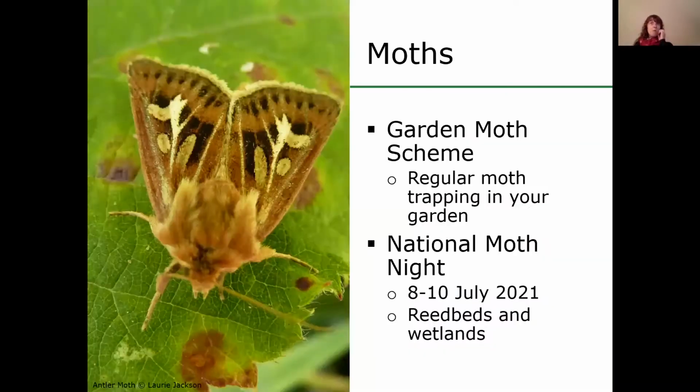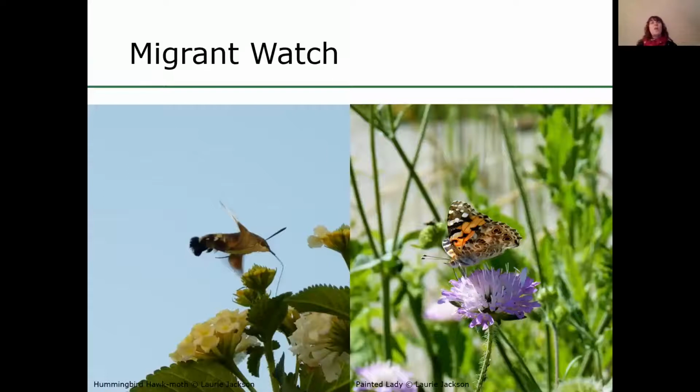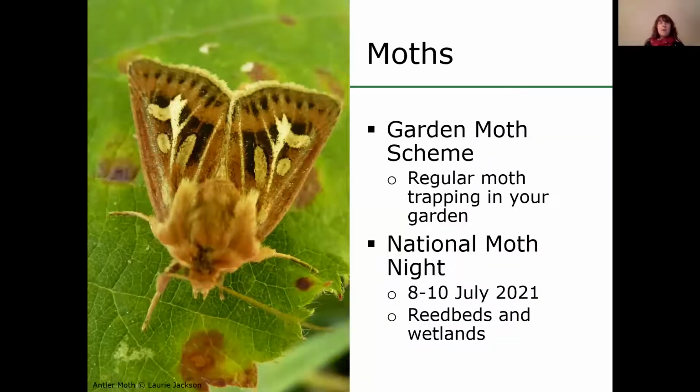So thinking about moths, there are again a couple of different moth projects that you can get involved with. I should say, the clue's in the name, but the hummingbird hawk moth is a moth. So there's a garden moth scheme. If you are someone that's got a moth trap, it might be something you're interested in doing. It's a commitment, ideally, to trap in your garden once a week and get data about the different moths that are coming in. And moths are a wonderful group. There are about 2,500 of them. They're changing throughout the year, and they're incredibly beautiful, interesting, and important species.